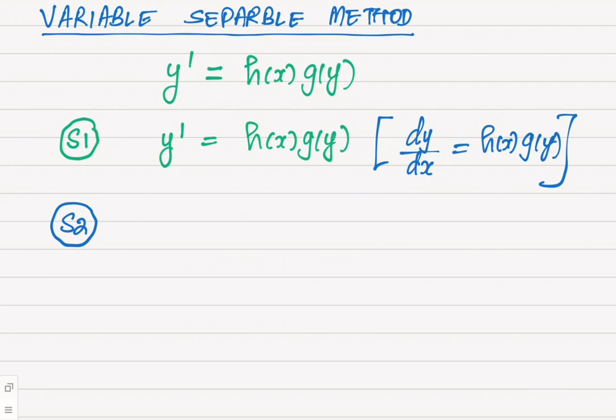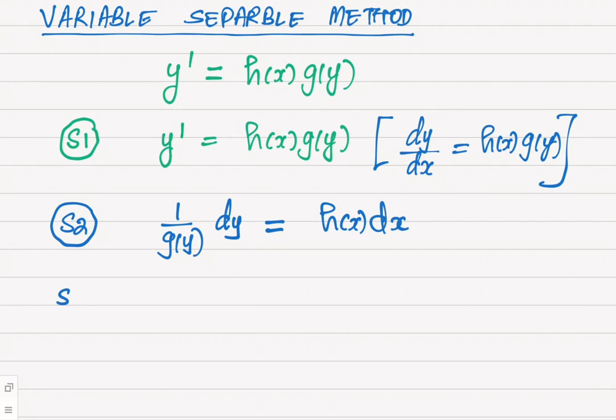Now, what is step 2? Once we do that, we are going to rewrite the differential equation in the following form: we are going to group all the y's on one side and all the x's on the other side. How do I do that? I have dy, then I bring the g of y to this side, which is 1 over g of y, and it is equal to h of x times dx. This is a very important and crucial step.